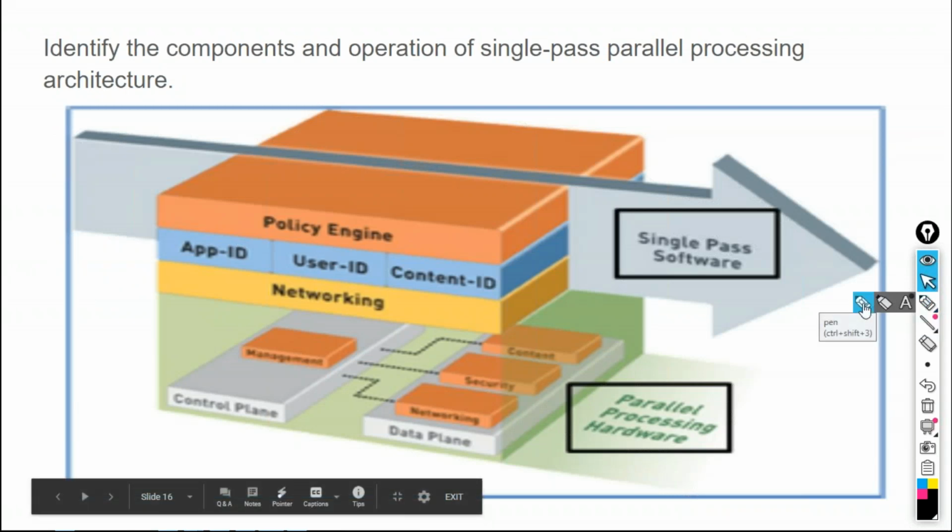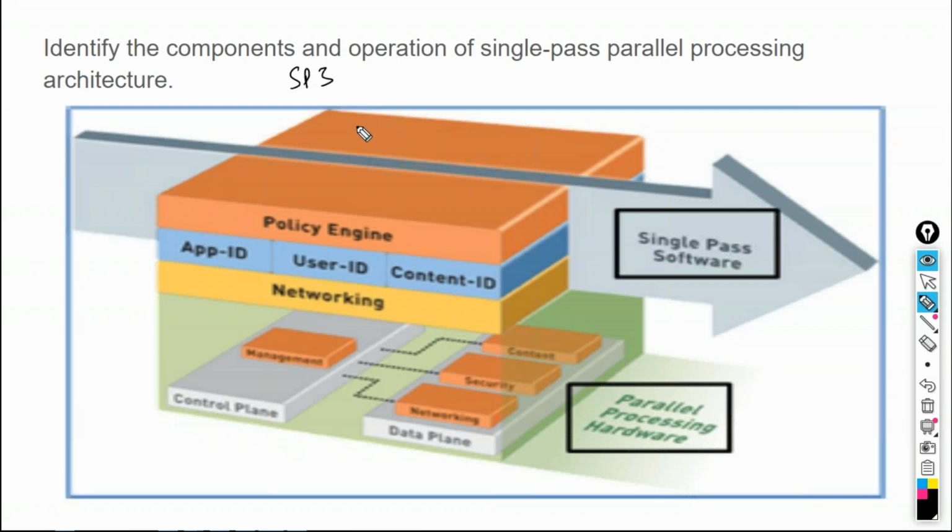Now, Palo Alto uses something called SP3, single pass parallel processing architecture, in which the traffic is passed through the firewall on a stream basis. And when the traffic is passing, your software will be checking the policy engine, that means the rules that you have defined. App-ID, that means the application details. User-ID, if you have any user-based rules. Content-ID, what exactly are the signatures and the content of the particular application that you're accessing. Networking, that includes your egress, NAT, and everything.